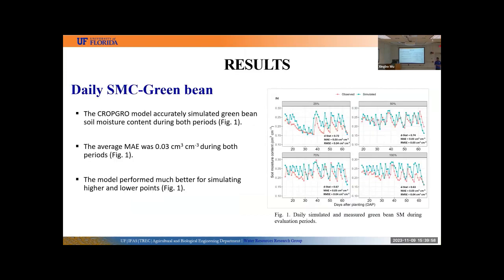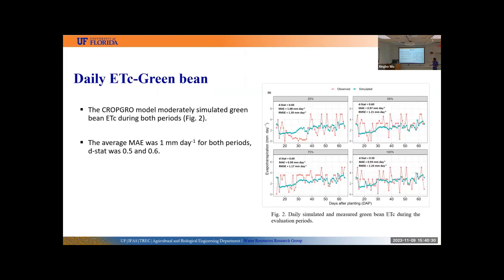Then we simulated the soil moisture content for the result. We simulated the soil moisture content using the green beans model, and we observed that this model was able to accurately simulate the soil moisture content of green beans. The average mean absolute error for this model was 0.03 cm³/cm³ during both periods. And this model's performance was better in simulating higher and lower points, especially for 50% and 75% irrigation treatments.